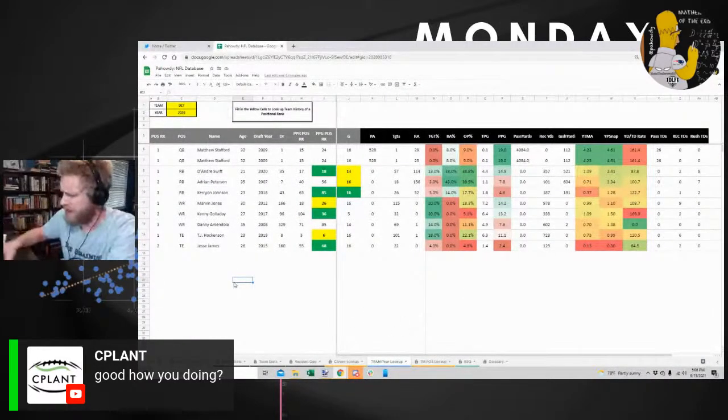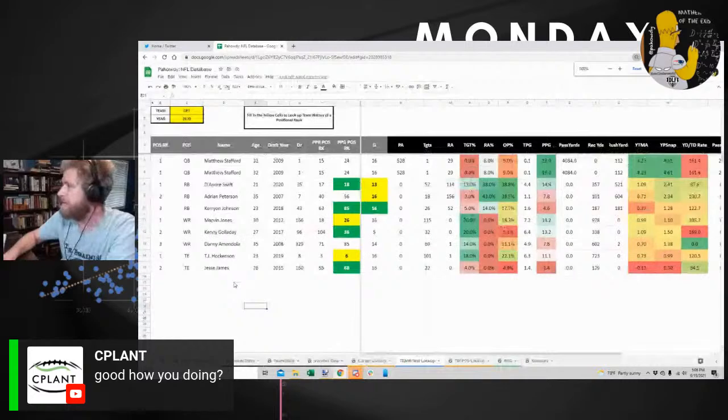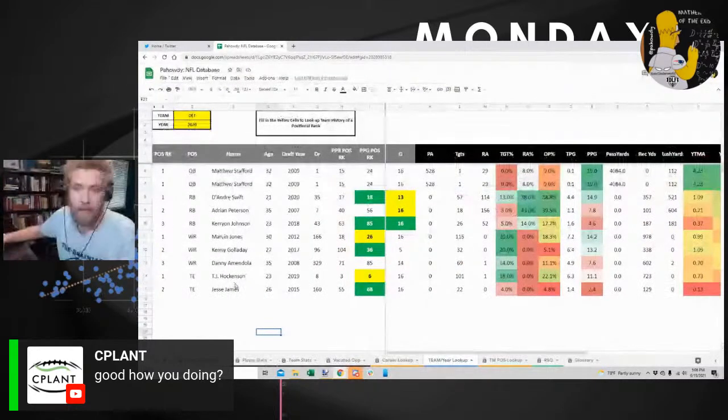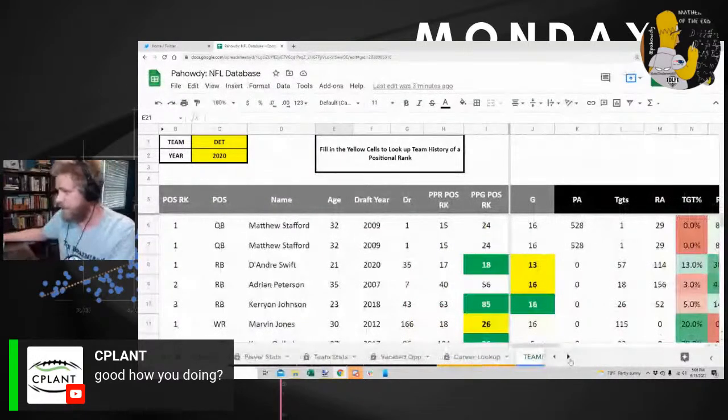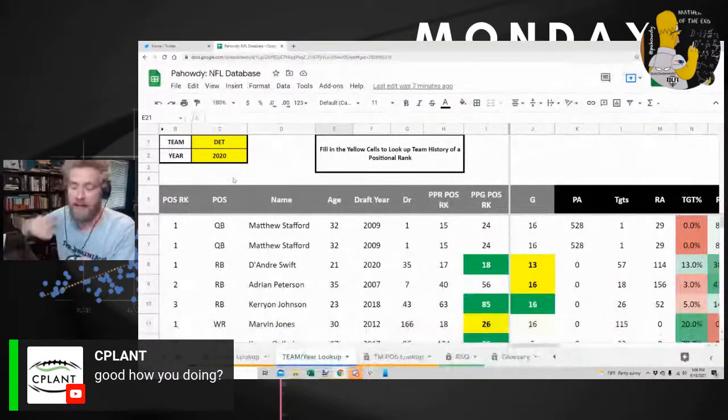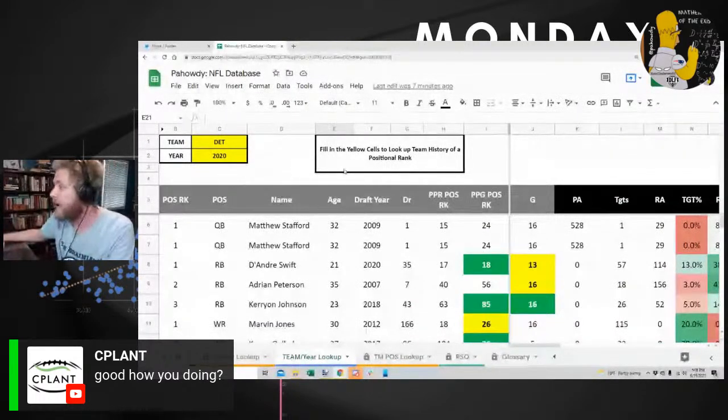Someone was asking in the Discord about looking up who had the most rushing attempts on a team in a particular year. So I built this thing, which is just the position lookup. So you can look up the wide receiver 1 in every year since 2000, or the running back 3 in every year since 2000. So I thought that'd be handy.